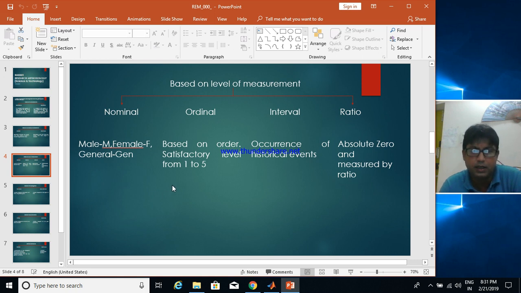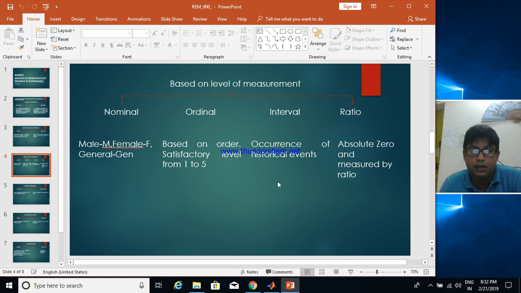The ordinal scale, say nowadays in a call center, after talking to the customer care representative, they tell you to rate their service. You have to put 1 to 5. 5 is fully satisfactory and 1 is completely dissatisfactory. This kind of variable is called an ordinal variable.